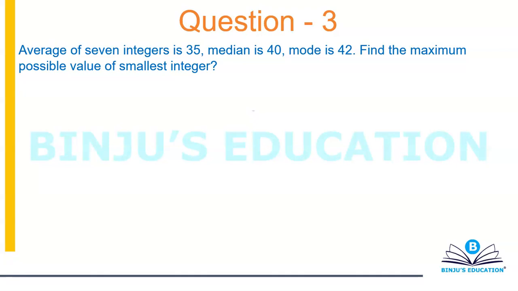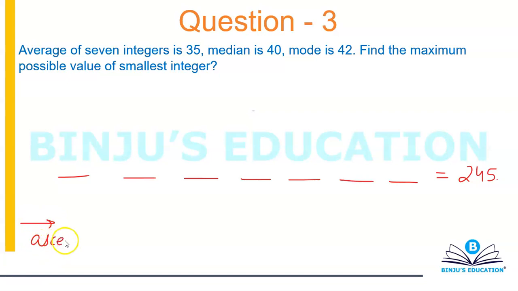Alright, let's see what we can do with this one. It says that the average of 7 integers is 35. Average basically means the mean is 35. So 1, 2, 3, 4, 5, 6, 7. The sum will be 35 into 7, which gives a result of 245. Median is 40, so I'll be arranging them in ascending order, and I'll be making the fourth one 40.